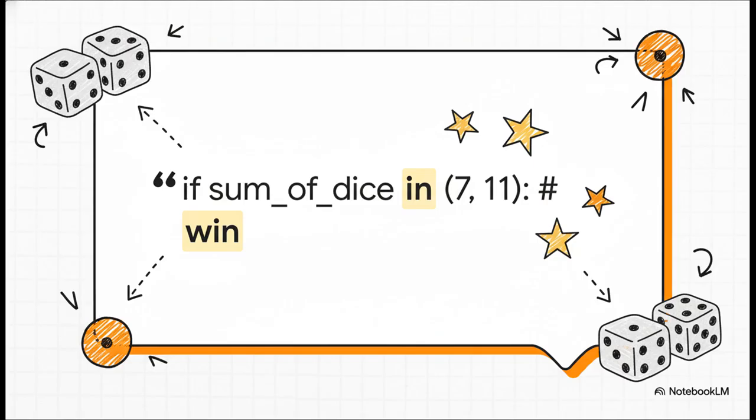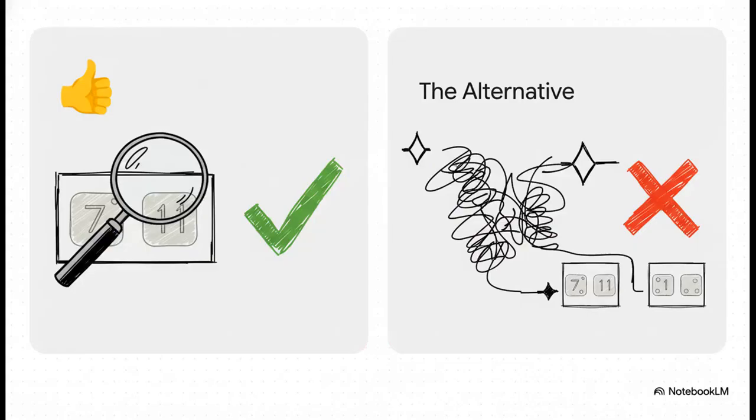And I want you to focus on that tiny little word, in. The in operator is just a wonderfully clean and readable way to check if a value is part of a sequence. In this case, checking if our sum is inside that little tuple containing 7 and 11. Let's just compare for a second. On the left, the code is short, sweet, and it reads almost like plain English. Is the sum of the dice in this group of numbers?